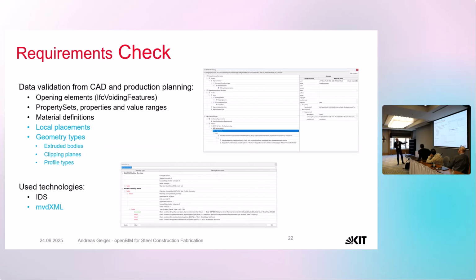But the blue ones here, we are at the moment not able to go deeper into the structure of IFC and analyze local placements, geometries. So all the processes are only possible if we have extruded bodies, if we have parametric profiles. This information can we check with MVD-XML. And here on the right-hand side, we have an example for that.